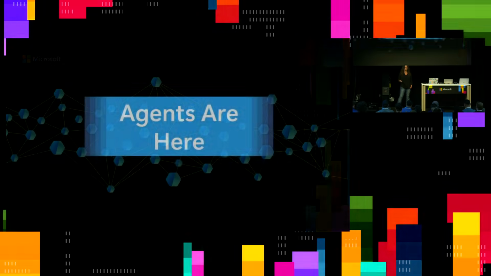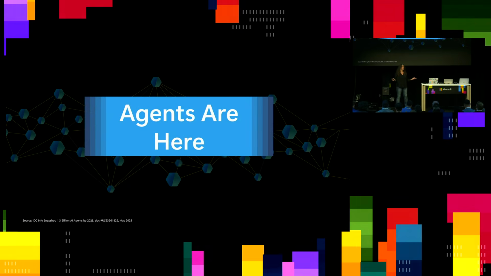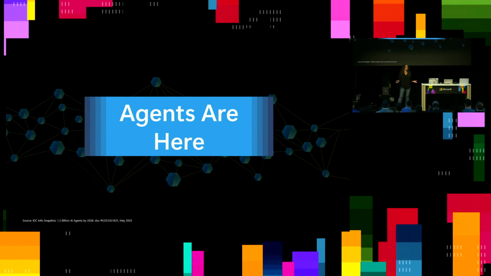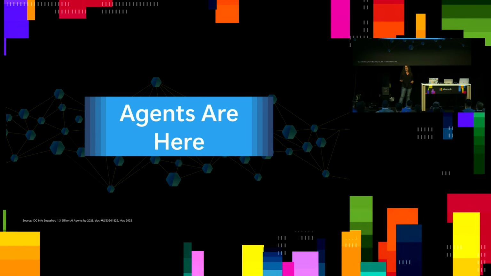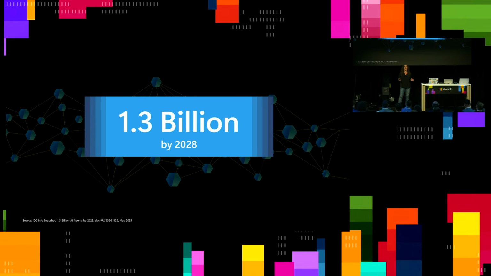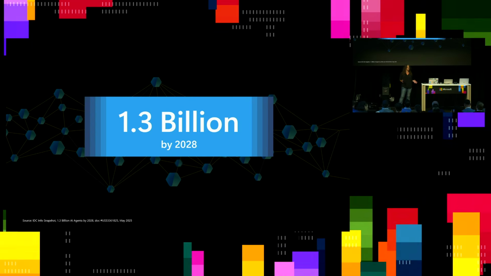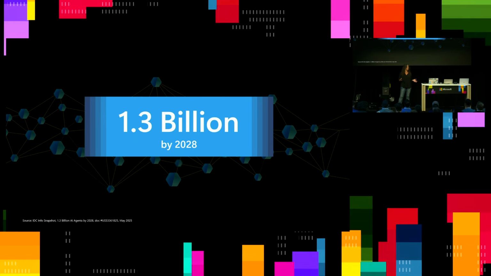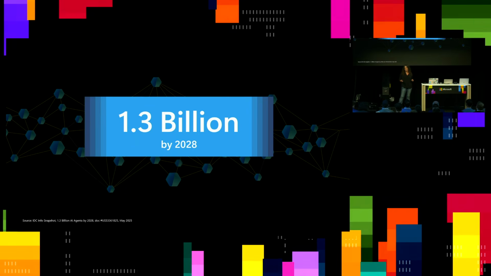So let's get started. We saw that agents are here. Almost all of us raised our hands. All of us are using agents in our organization. And IDC predicts that by 2028, there will be 1.3 billion agents in organizations. That's a huge number, more than most countries in the world.